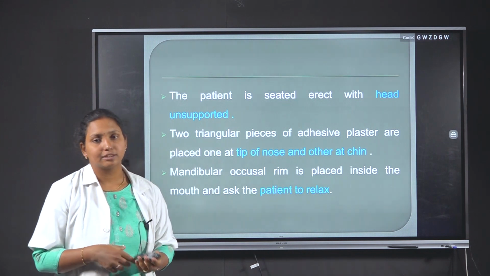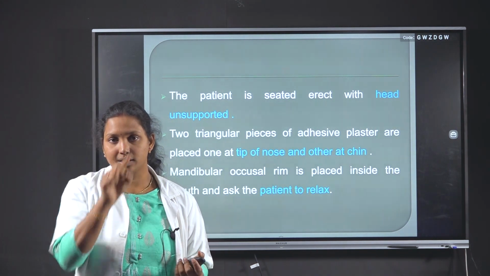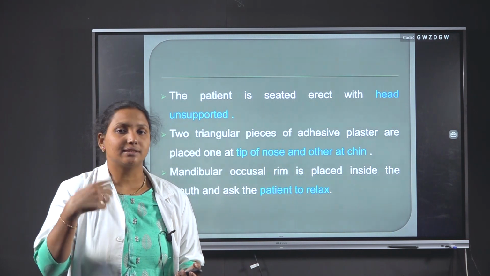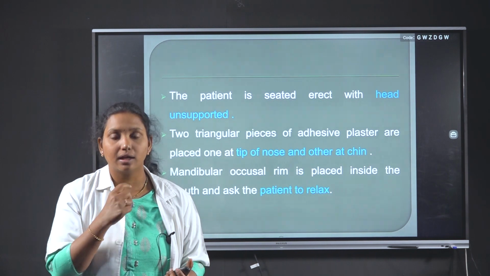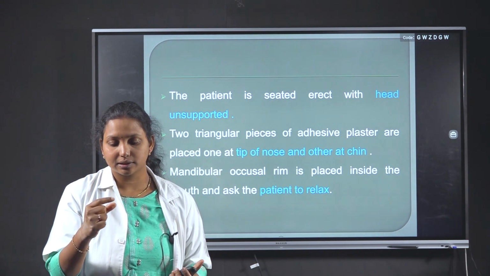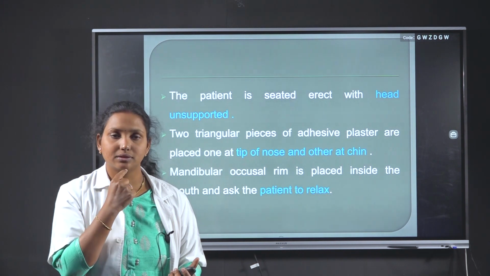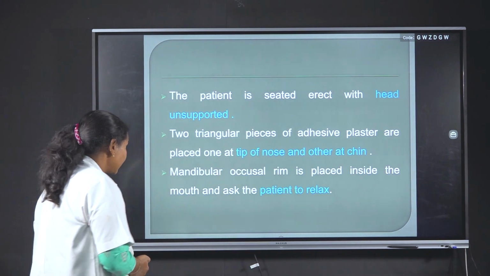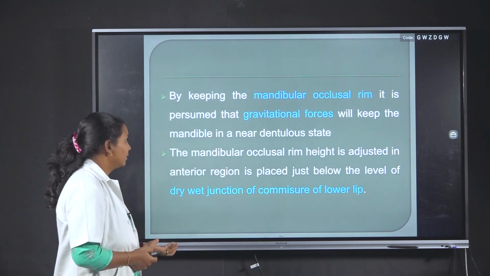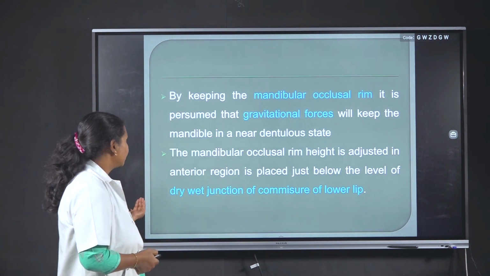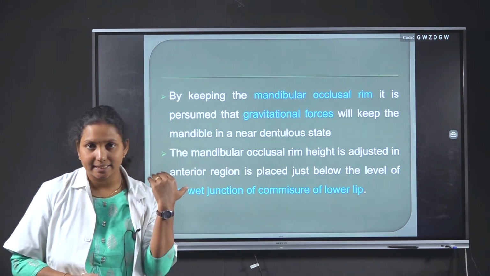Then we will attach 2 pieces of adhesive paper. We will make them triangular in shape and, as I told you earlier, there are 2 points: one is the tip of the nose and the other is the chin. We will attach these adhesive tapes to the tip of the nose and the chin, and we will ask the patient to relax.